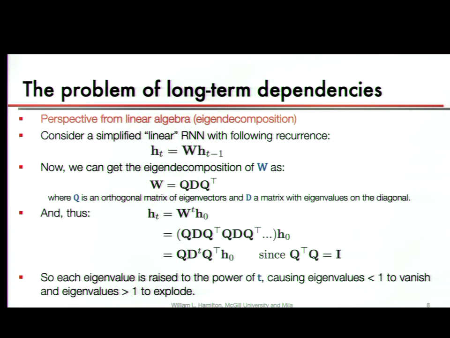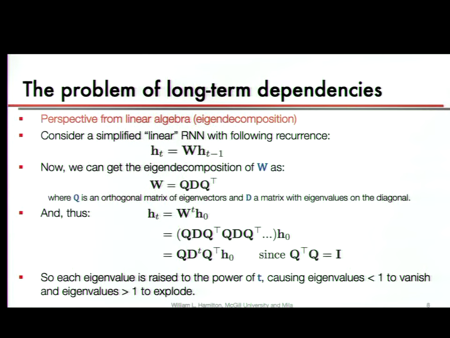And then if we think about unrolling this linear recurrent neural network, what we're going to end up with is, to get the hidden state at time step t, this W matrix to the power of t times the initial hidden state. And if we can unroll this using the eigendecomposition, it's going to look like this. The important thing to note is that since the eigenvectors are orthogonal matrices, Q transpose times Q is the identity. It's an important property of orthogonal matrices and eigenvectors.